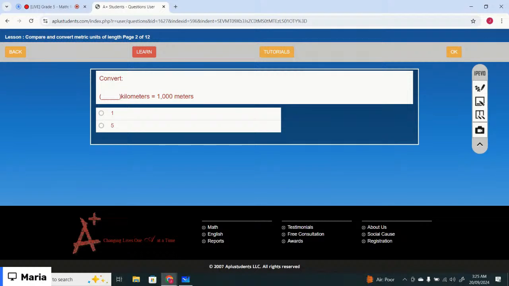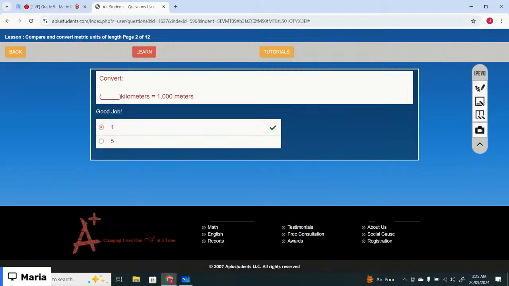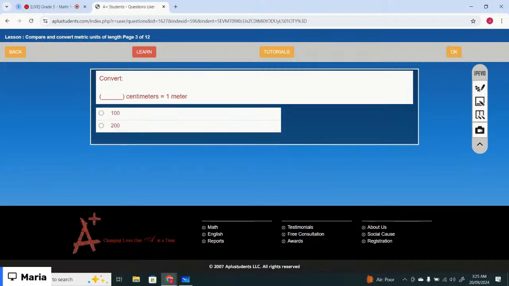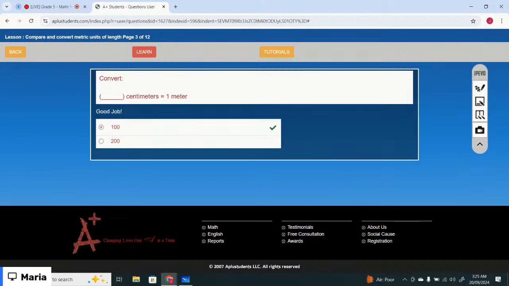1000 meters equal 1 kilometer. Option number 1 is the correct option. Kilometer is a bigger unit and meter is a smaller unit. 1 meter equal how many centimeters? 1 meter equal 100 centimeters. Option number 1 is the correct option.